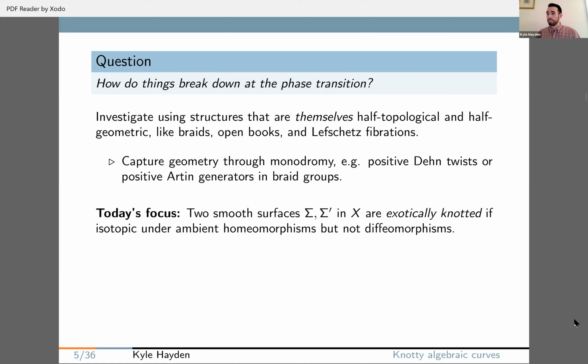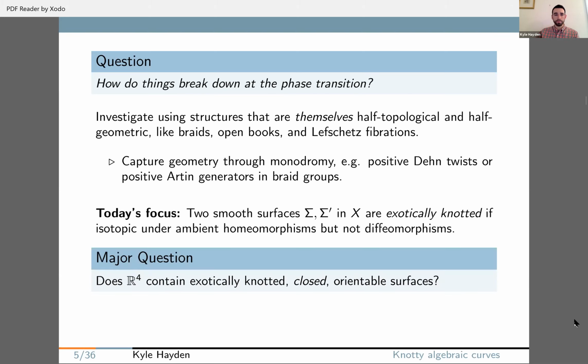Okay. And so in particular, what's the setting we're looking at today? It's looking at the case of exotic surfaces. So clarifying the definition from before, two smooth surfaces, sigma and sigma prime in X, are exotically knotted if they're isotopic under ambient homeomorphisms, but not under any ambient diffeomorphisms. Okay. So topologically the same, but smoothly different. And have in mind as a major motivating question here, it's an open question whether or not R4 contains exotically knotted closed orientable surfaces. So it's known in the non-orientable case, up to, I think, non-orientable genus 6, exotically knotted non-orientable surfaces, but unknown in the orientable case.